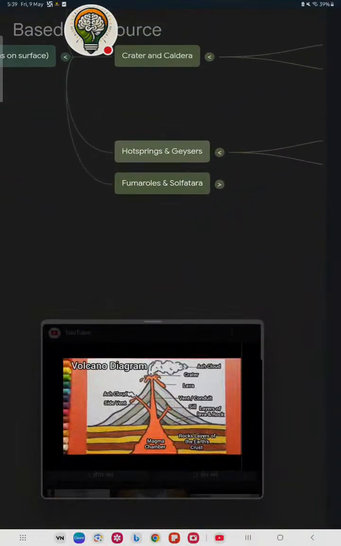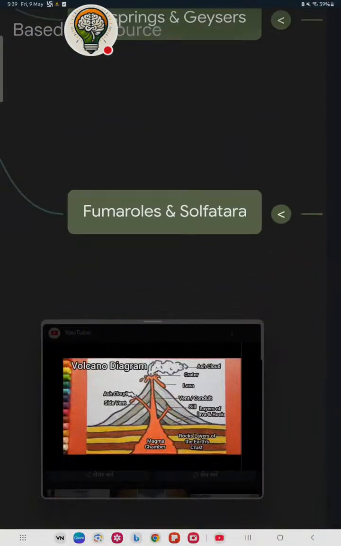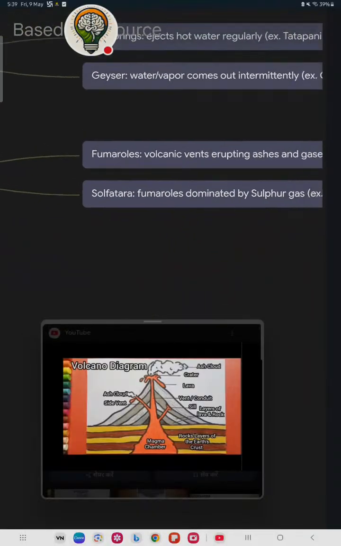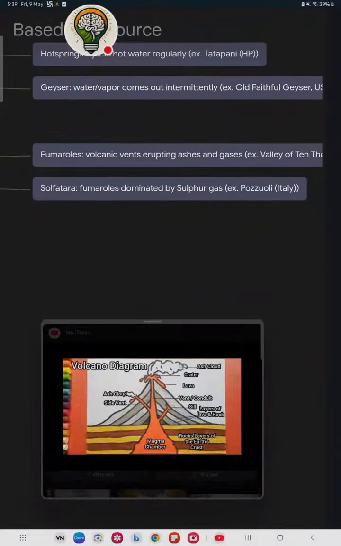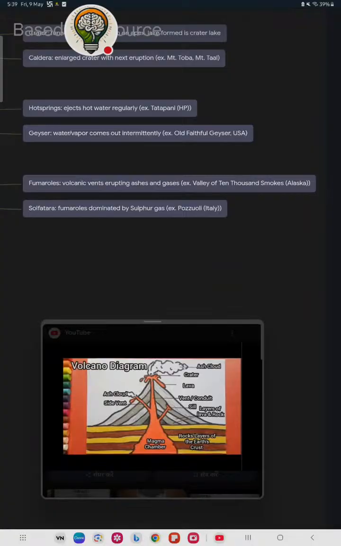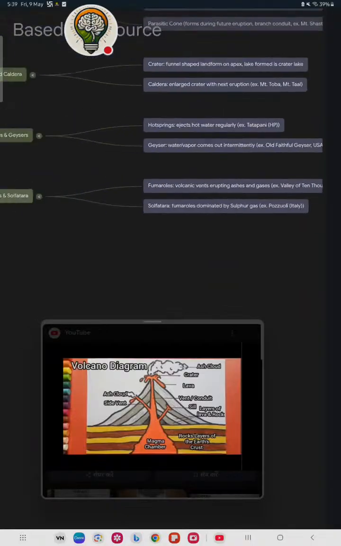Then the fumaroles and solfatara. A fumarole is a volcanic vent erupting ashes and gases, like the Valley of Ten Thousand Smokes in Alaska, and a solfatara is a fumarole dominated by sulfur gas, like Pozzuoli in Italy.